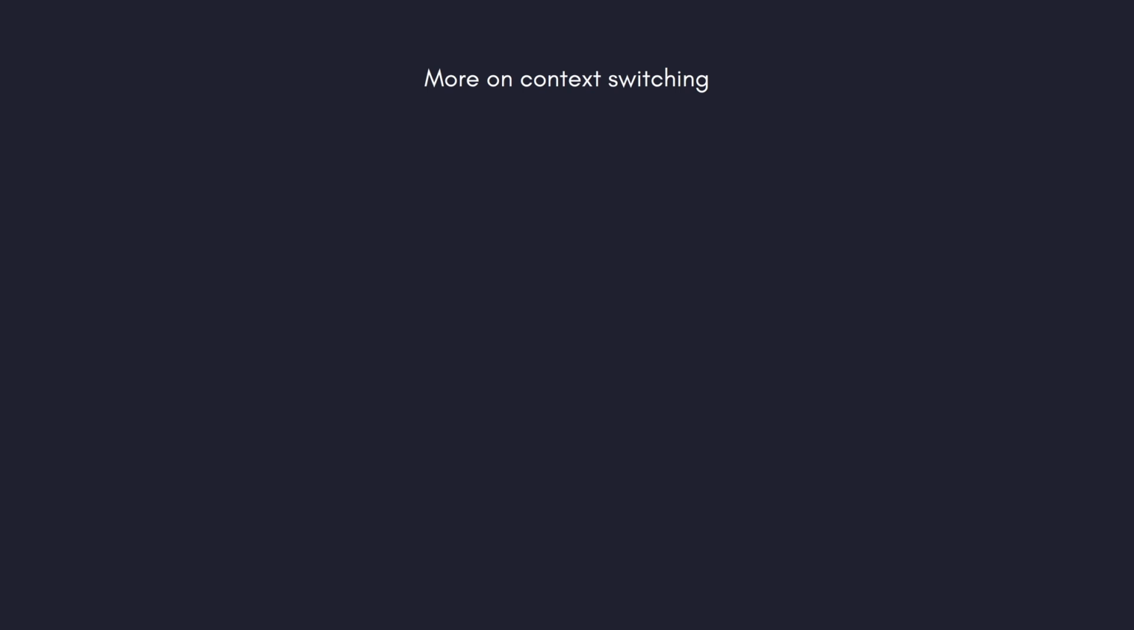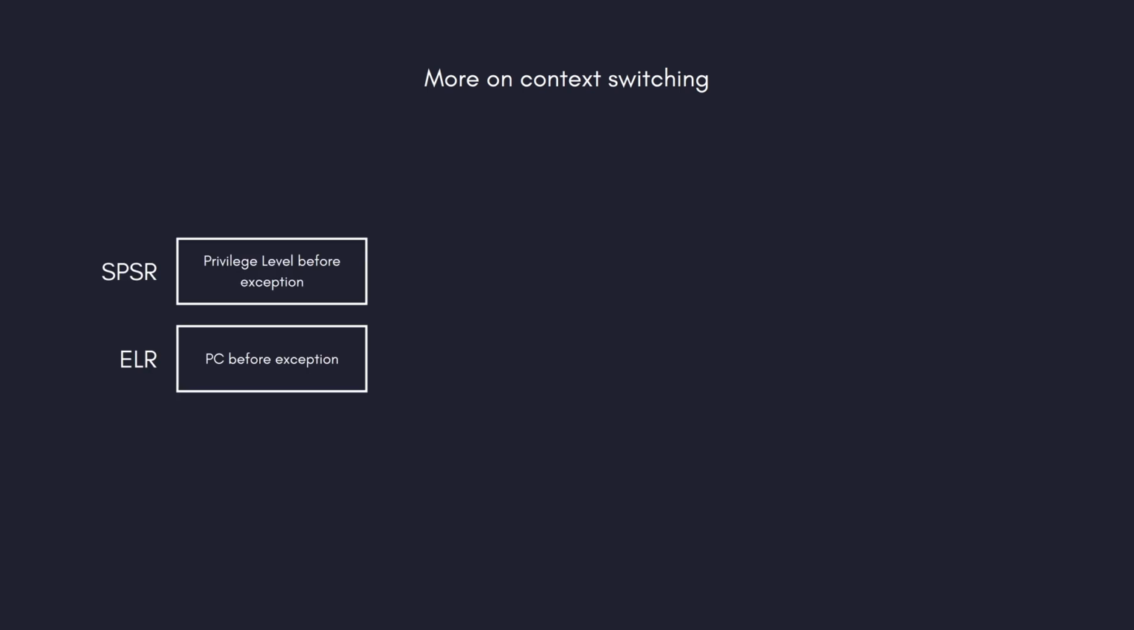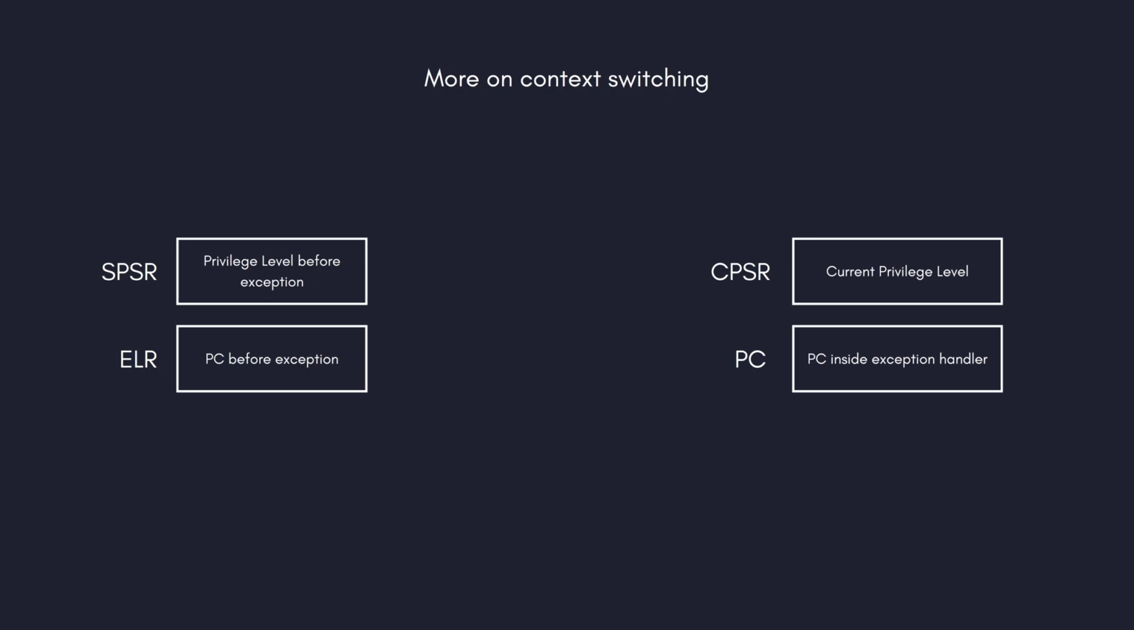I talked about a saved program status register and the exception link register, which store what the previous status register was before we entered the exception whenever we're context switching, and also the previous program counter, or where we were before the exception happened. The real registers that the CPU relies on to know the current exception level is actually the current program status register, and of course the program counter to know where we're currently executing. So when our process is running, the current privilege level is stored in the CPSR, and the current instruction is stored in the program counter, or PC.